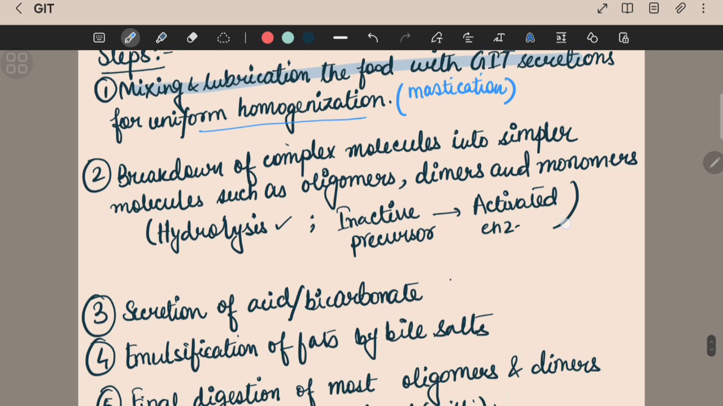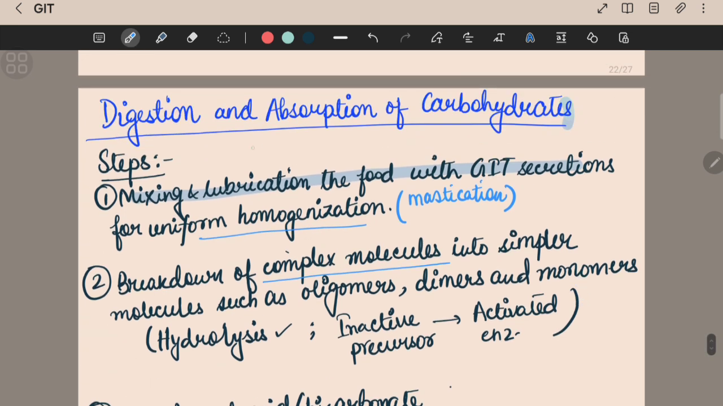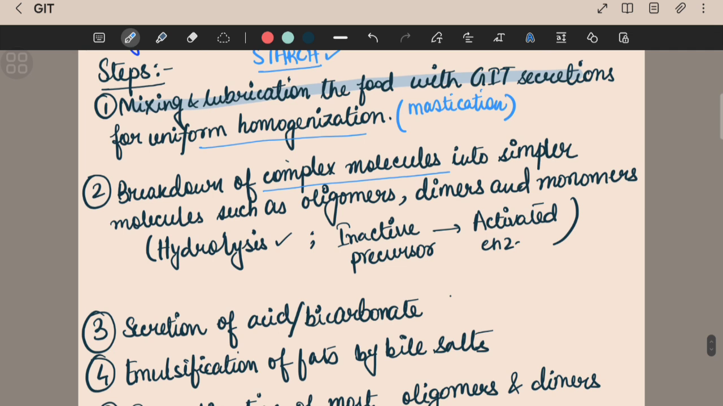After that is the process of breakdown of these complex molecules. The carbohydrate that we take is mainly starch. But are we directly consuming this starch? No. In most cases it is cooked starch, because the cooking process makes digestion faster and easier. We cannot consume raw starch directly, because our body will not be able to digest it properly. That's why we depend on cooked starch. This cooked starch is basically a complex polymer.